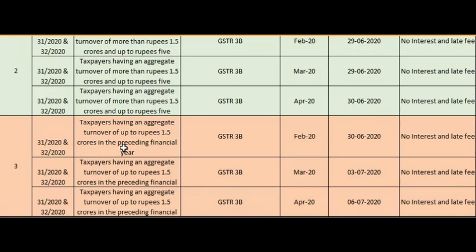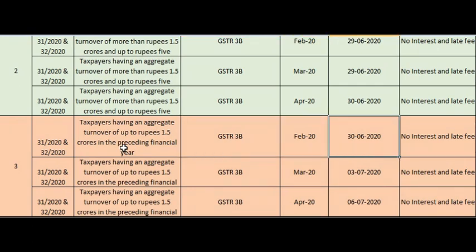In case the taxpayers have an aggregate turnover of up to rupees 1.5 crores in the preceding financial year, the last date to file GSTR 3B for the month of February 2020 is 30th of June 2020. And the last date to file GSTR 3B for the month of March 2020 is 3rd of July 2020. Similarly, the last date to file GSTR 3B for the month of April 2020 is the 6th of July 2020. In all these cases, if the GSTR 3B is filed before the last dates as mentioned in the notification, no interest and late fee shall be levied.